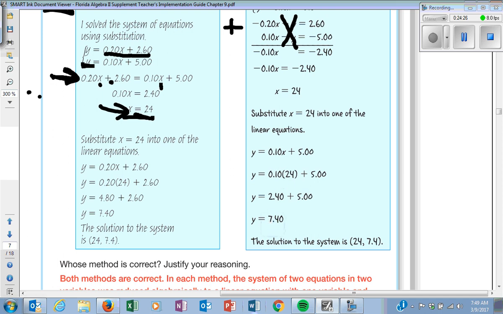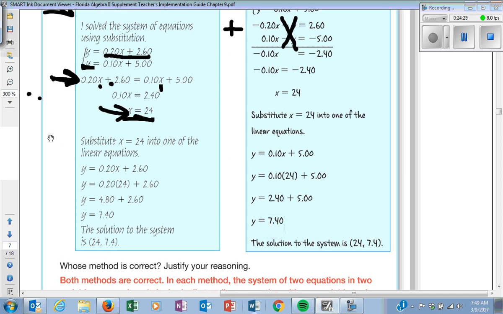It doesn't matter which way you use. This one is called substitution. This way is called elimination. Either way, you're going to get the same answer. Does that kind of make sense?